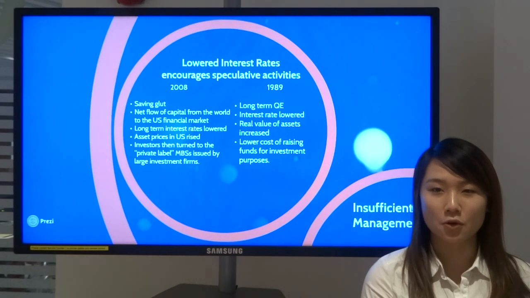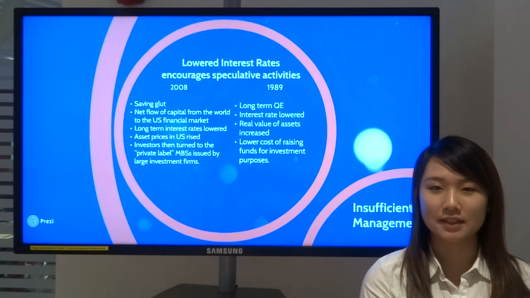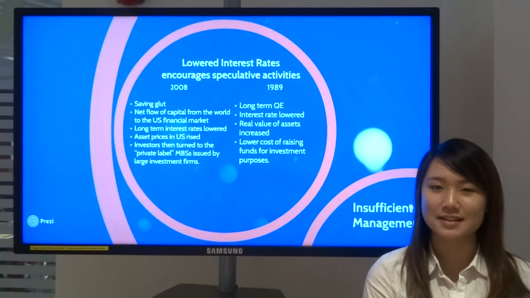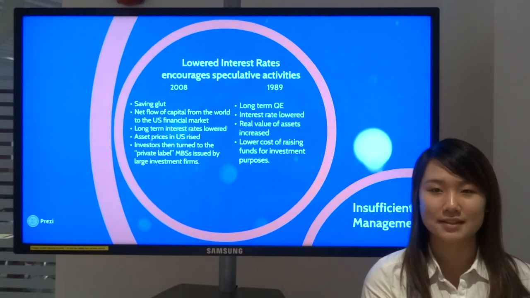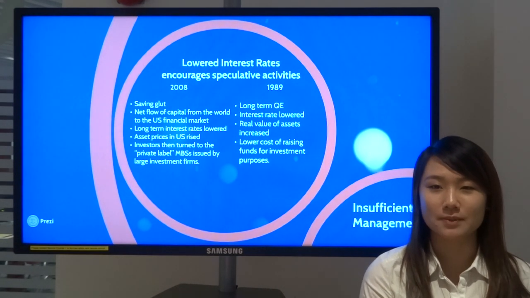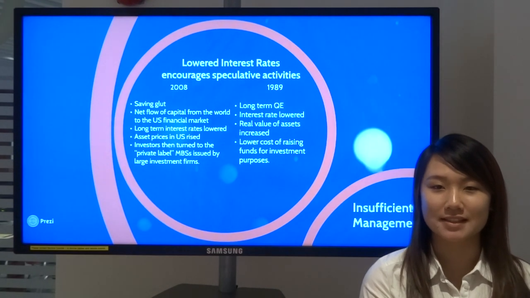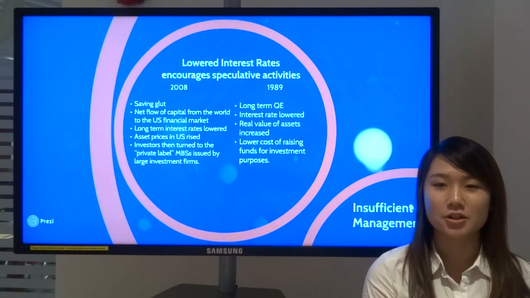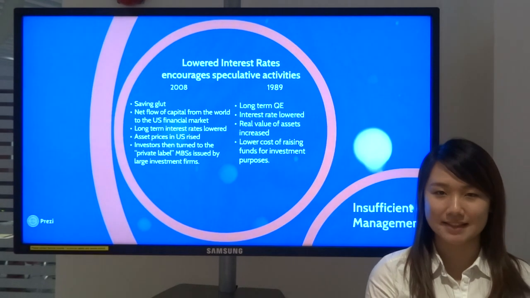The investors were no longer satisfied with their investment in the plain vanilla securities guaranteed by the government-sponsored enterprises, with low risk and low returns. The investors then turned to the private label mortgage-backed securities issued by large investment firms, which is one of the main causes of the crisis.